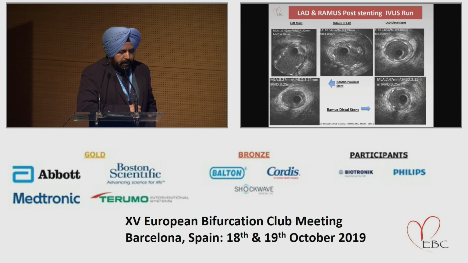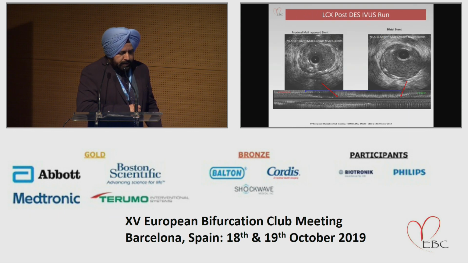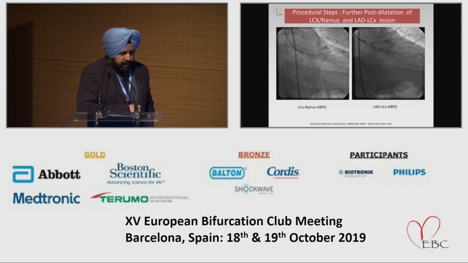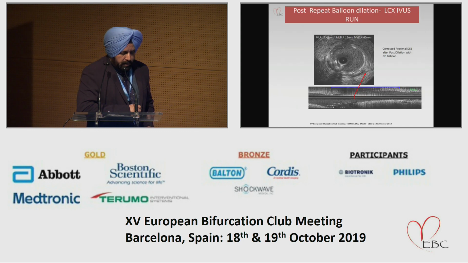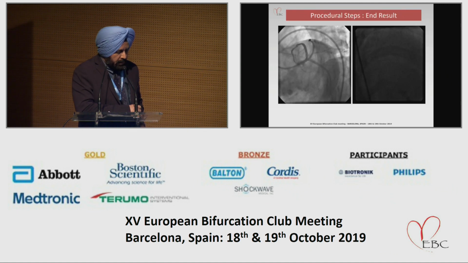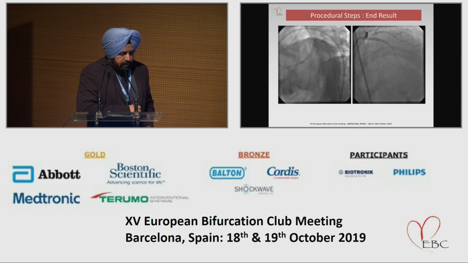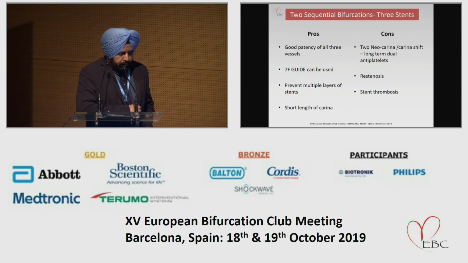What it revealed was that the LAD and ramus stents were well apposed throughout the length, starting from the left main, starting from the ostium of the LAD. Although the LCX lesion shows some malapposition in the proximal segment, and we had to do a kissing balloon again in both the vessels. This time, the balloon in the LCX was 4 millimeters. And post dilatation, we did IVUS, which shows good apposition of the LCX. This is the end result. We achieved a good angiographic result.